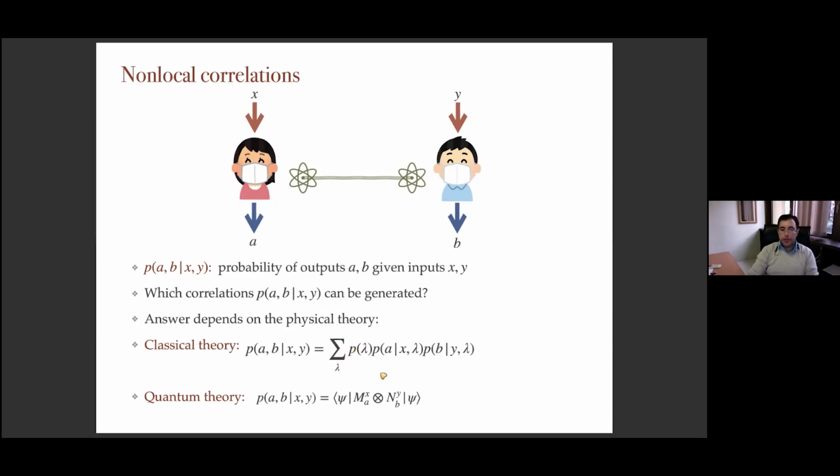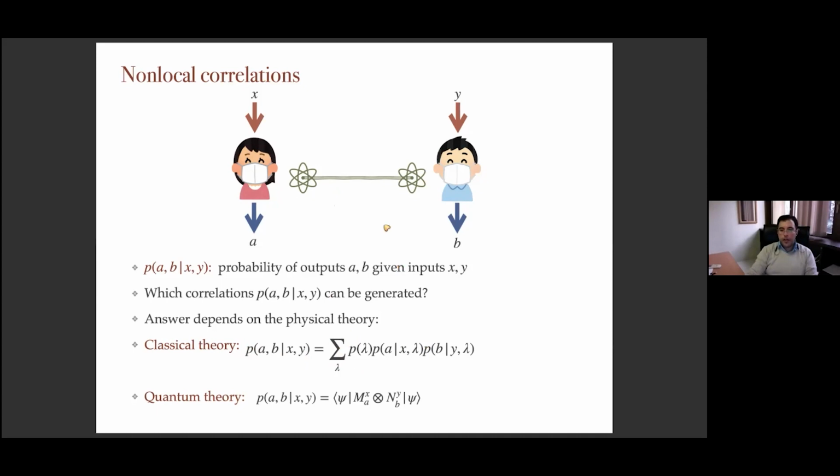It has some distribution, and then Alice applies some function on X and lambda, the shared randomness and X, and then determines A. That's captured by this conditional distribution, P of A given X and lambda, and the same thing for Bob. We multiply all of these things and then take the average over lambda. So all distributions that can be written in this way are the distributions that can be generated in the classical case, when the source is the classical source.